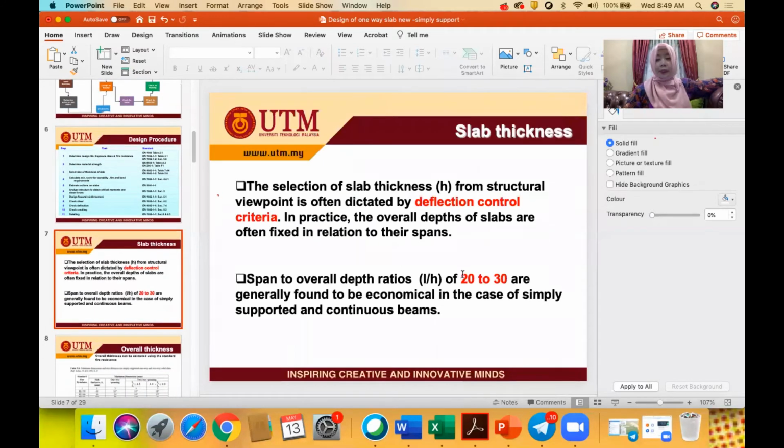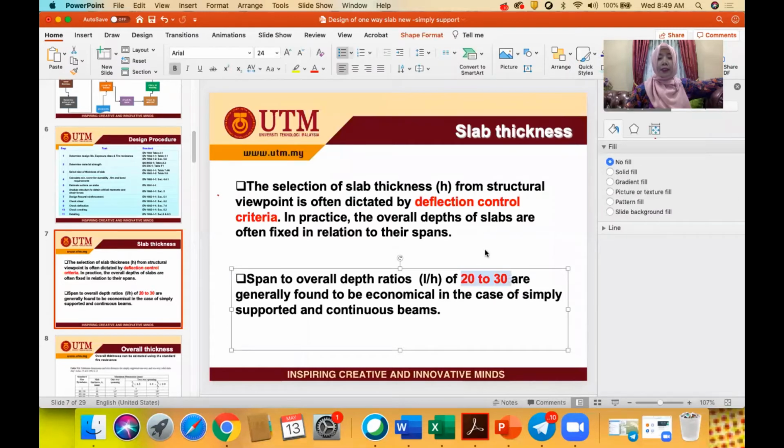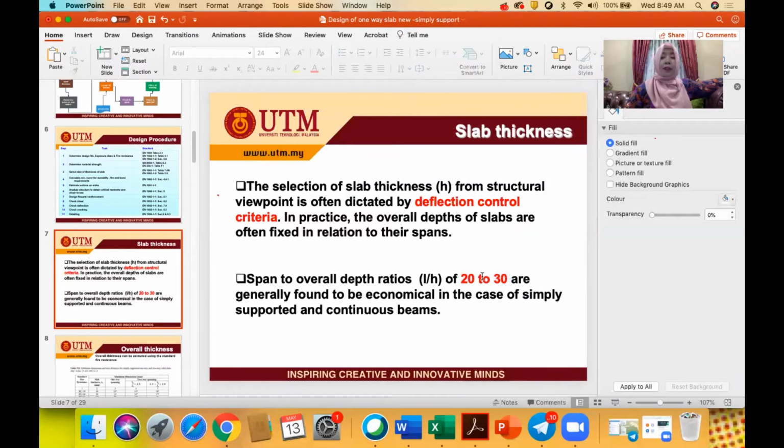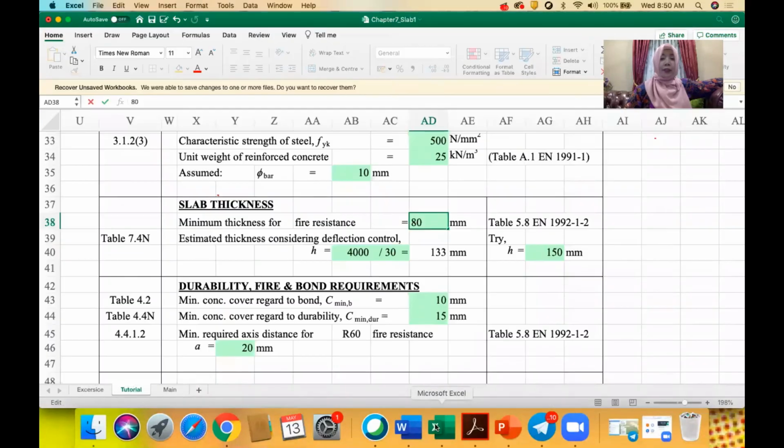Here, if you can see, L over H is between 20 to 30. So you can choose one number between 20 to 30. In this case, let's say we choose 30. So we have 4,000 divided by 30, which gives 133.